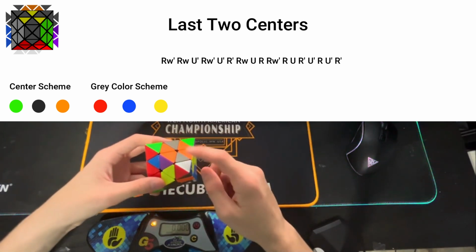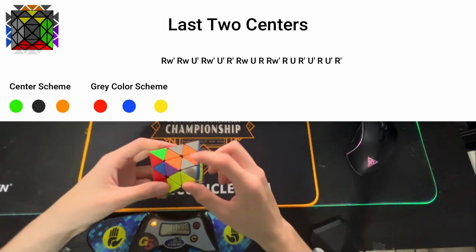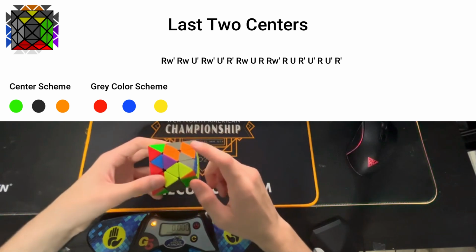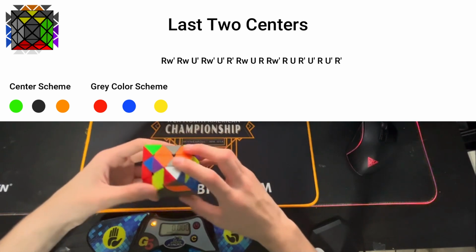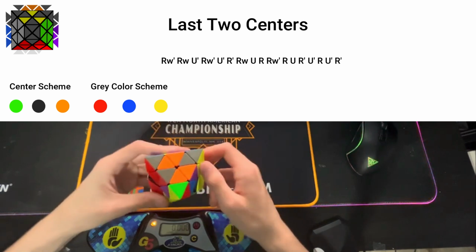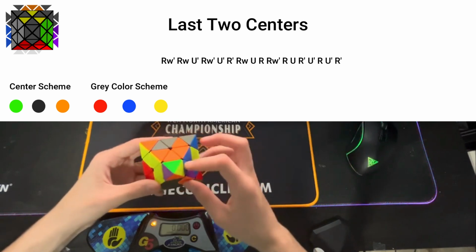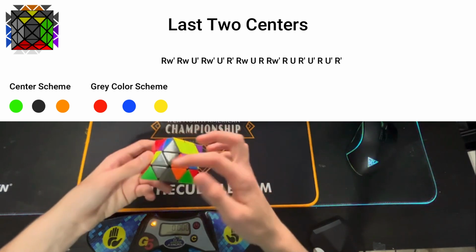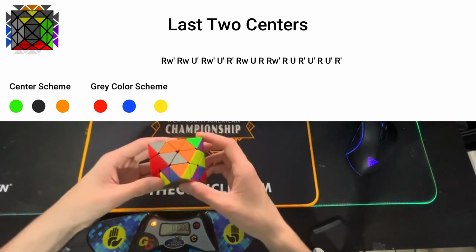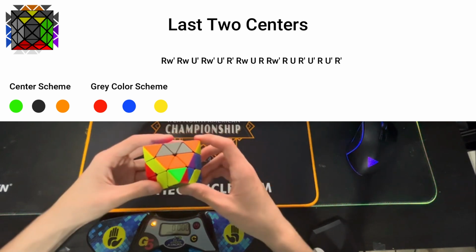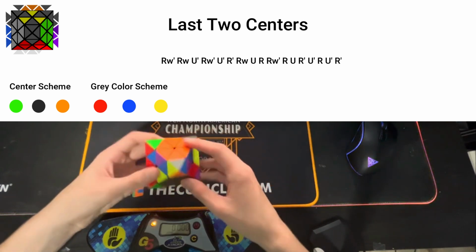You would put this triangle here so that when you do an R move, that triangle that was here took this triangle's spot. So you would do R, U prime, R prime, U, and then it's the same idea just with this triangle here. So it's U, R, U, R prime.